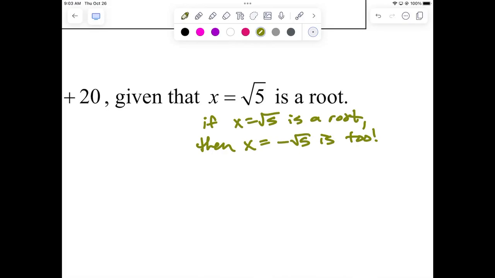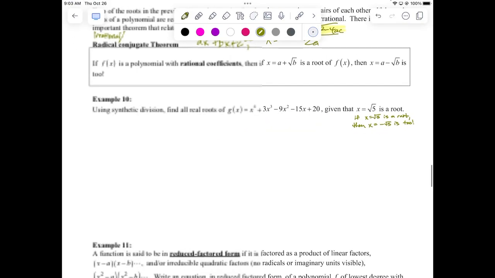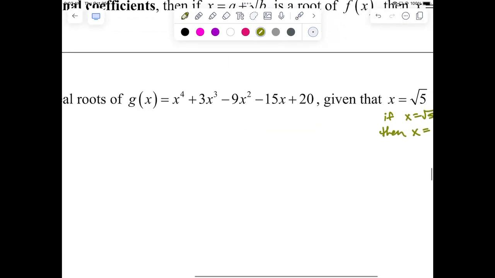You can't have one without the other, like love and marriage. Love and marriage go together like a horse and carriage. Okay, just like a horse and carriage. You can't have one without the other.